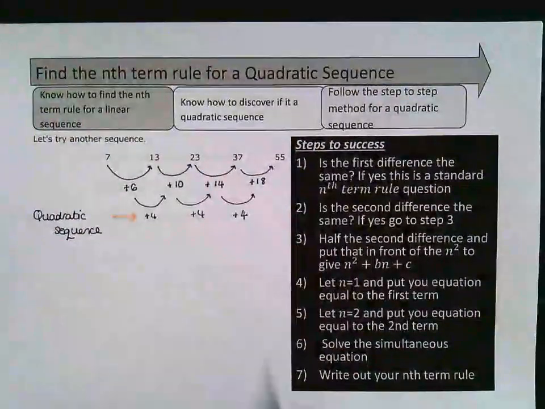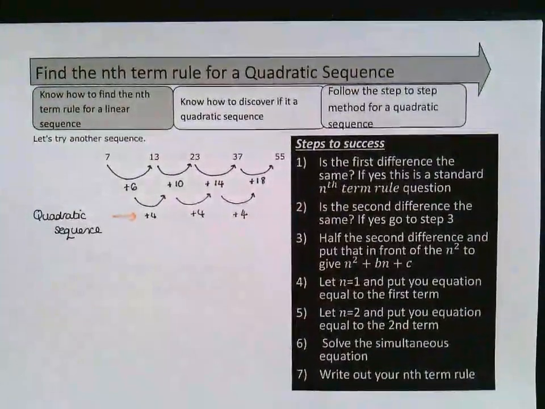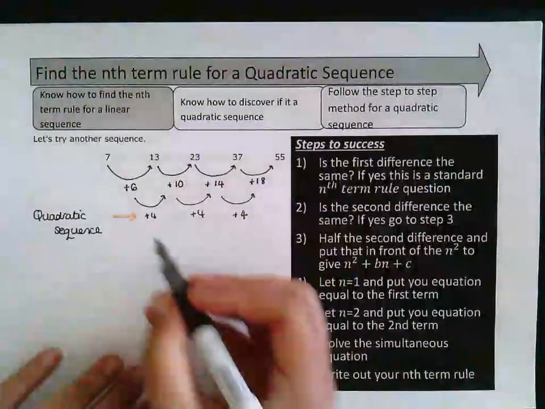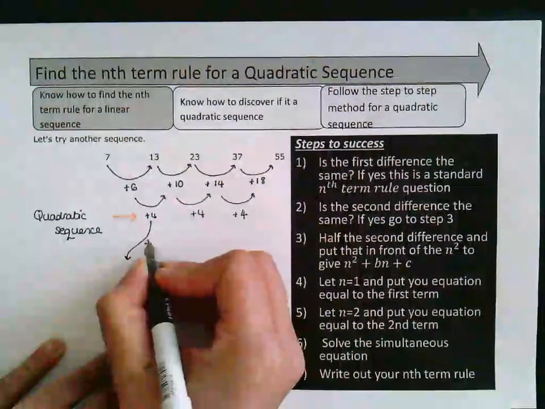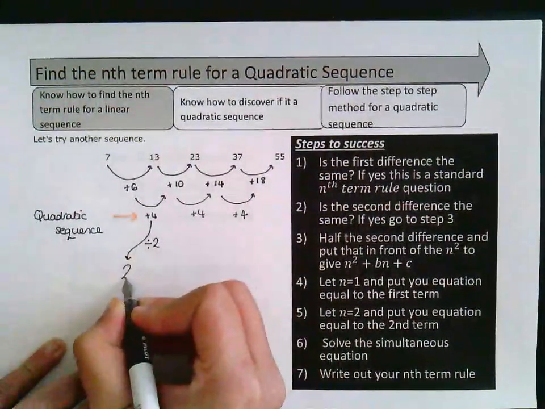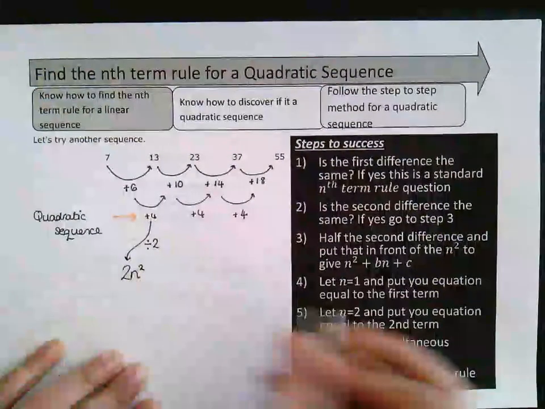Now this number at the bottom will be different each time we do this. Remember, to get the number in front of the n squared, we divide it by 2. So this rule will start 2n squared.